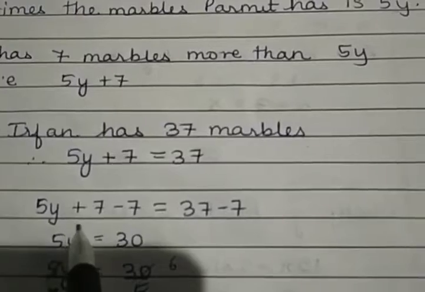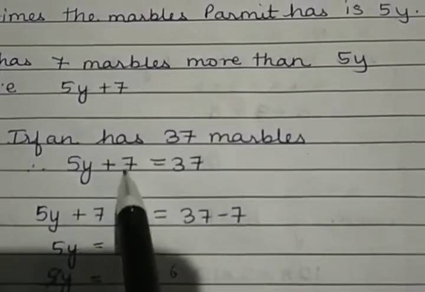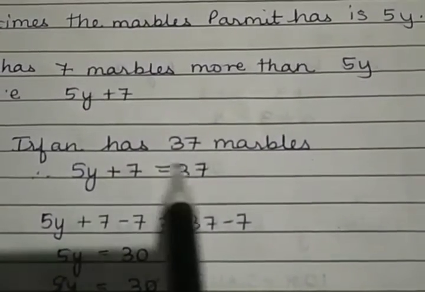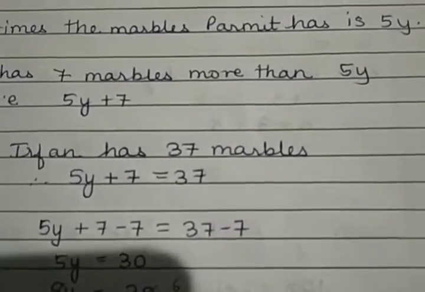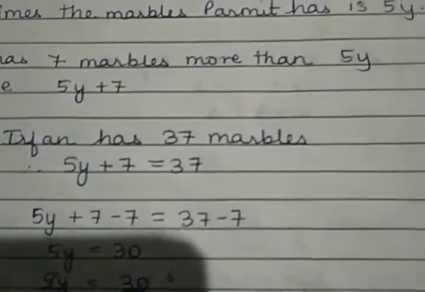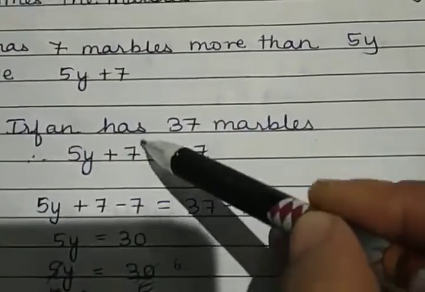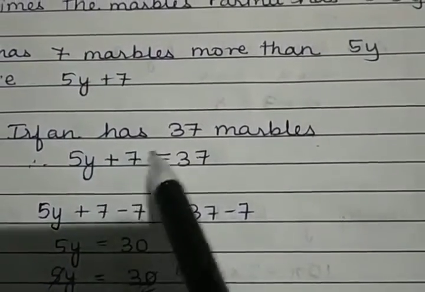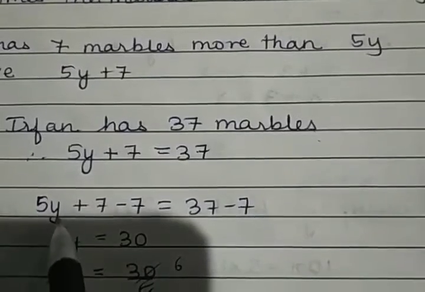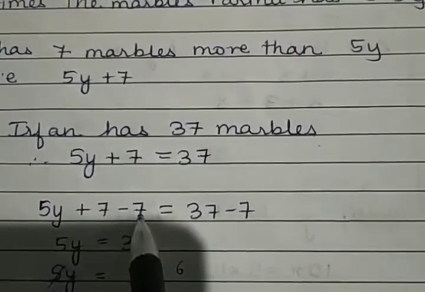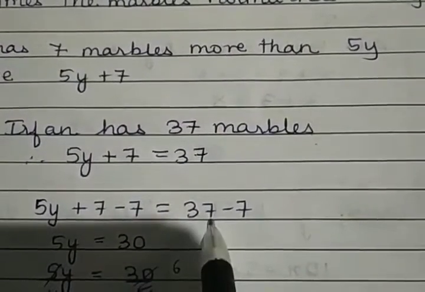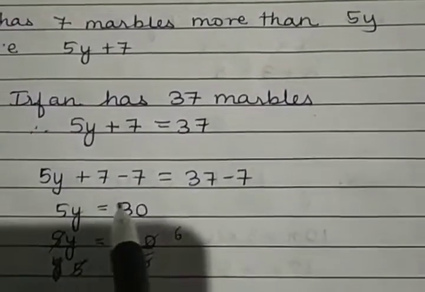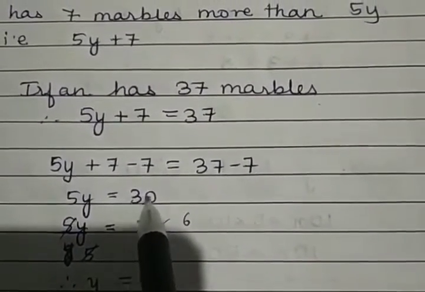Okay. So now I have to solve this equation. How do you solve this? By doing all the steps of solving an equation. So first I have to get rid of this constant term, this plus 7. So I subtract 7 on both the sides. I get 5y plus 7 minus 7 is equal to 37 minus 7. So 5y is equal to 30.